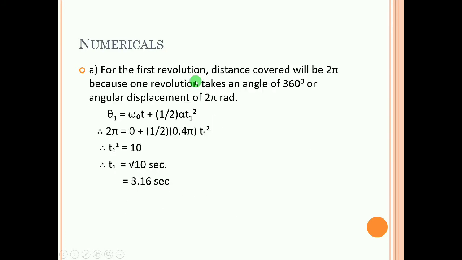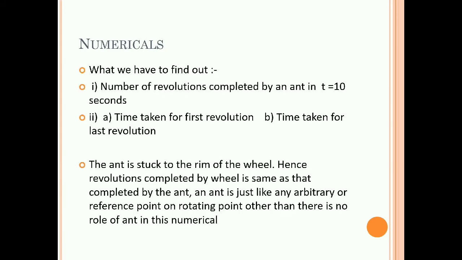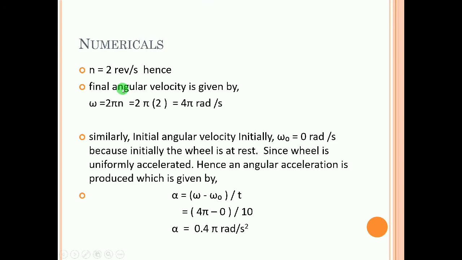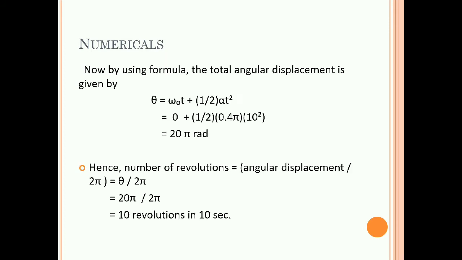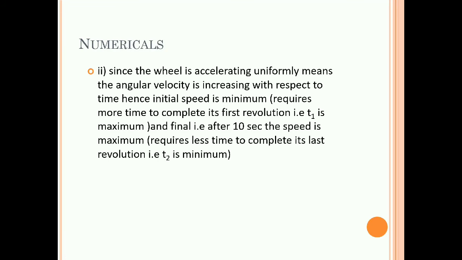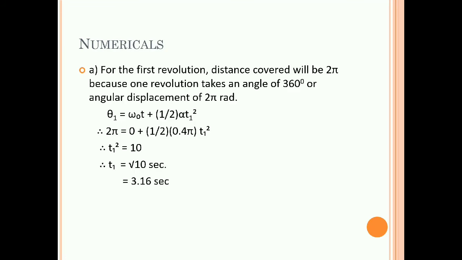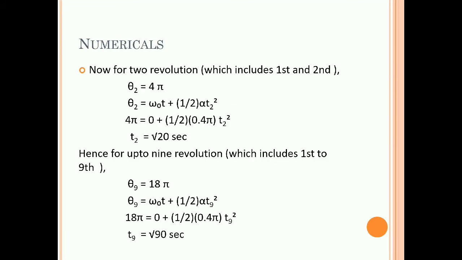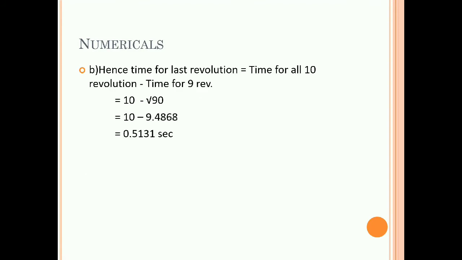So hopefully you are getting what we solved here. First we solved for omega, that is the final angular velocity, then alpha, then theta, then from theta we calculated the number of revolutions. From that number of revolutions we calculated the time for the first revolution, the second, and then the 9th revolution. Then for the last revolution we wrote the time for all 10 revolutions minus the time for the 9th revolution, took the difference, and got our final answer, right? So you understood now.